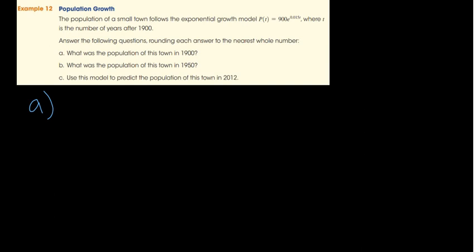Okay, well we could do this in our head, right? It says t is the number of years after 1900. Well, at 1900, how many years after 1900 is 1900? Well, it's 0 years after, right? Because 1901 would be 1 year after 1900. So we'd put a 0 right here for t, and then a 0 times anything is 0. Anything raised to the 0th power is 1, so e raised to the 0th power is going to be 1, and we'd have 1 times 900. So that's pretty easy, 900.